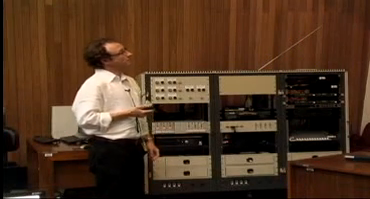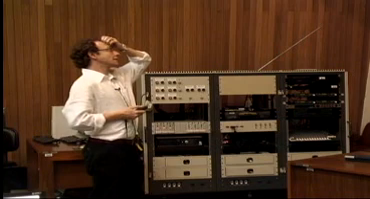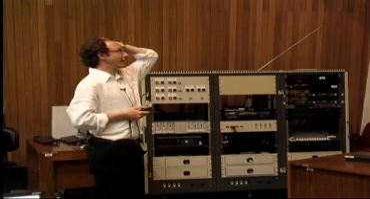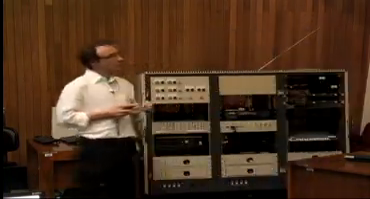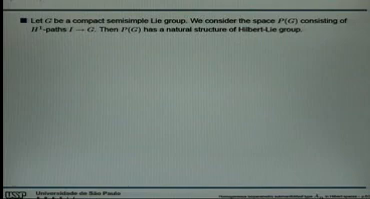So we start with G a compact semisimple group, and then we put a biinvariant metric on G, and then P(G) is the space of paths from the unit interval into G of class H1. So it means Sobolev class H1. And then P(G) has a natural structure of a Hilbert Lie group by using pointwise multiplication.